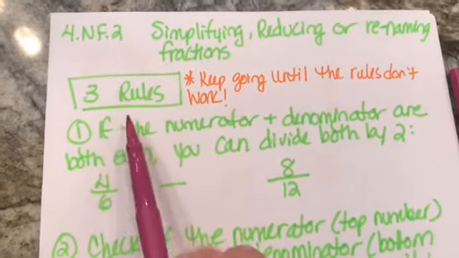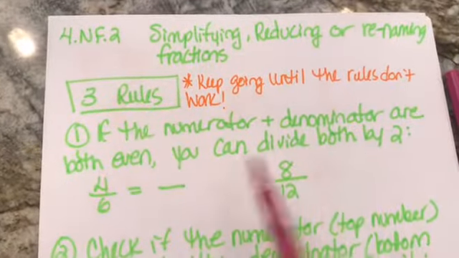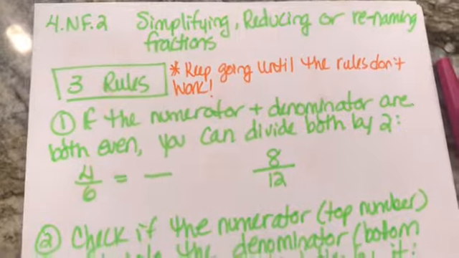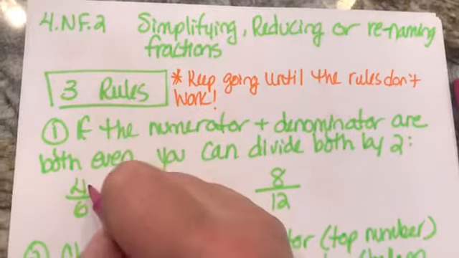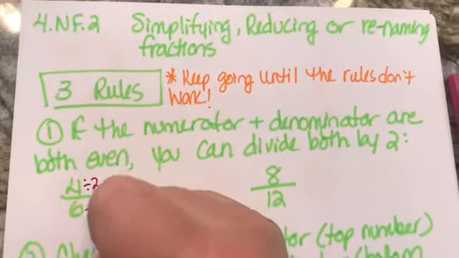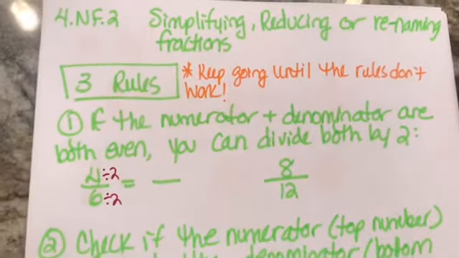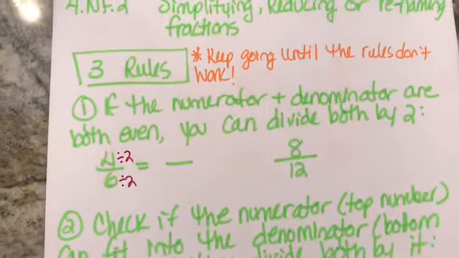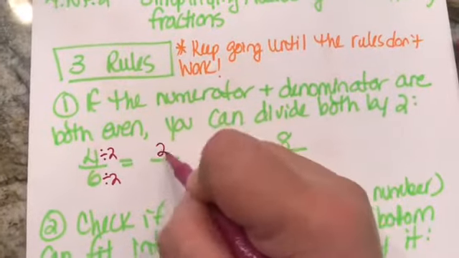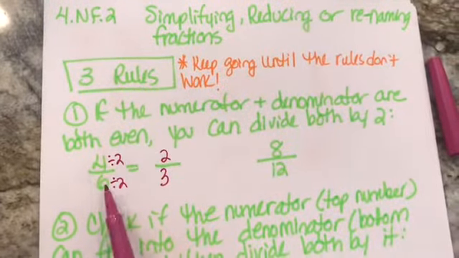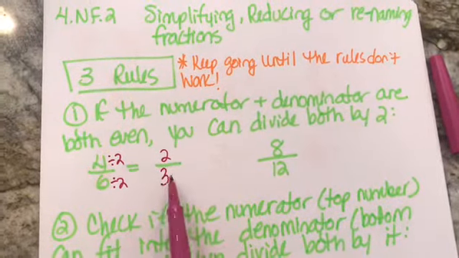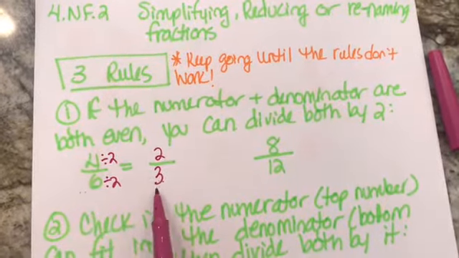The first rule is if the numerator and the denominator are both even, you can divide both of them by 2. So first, for example, 4/6, both of them are even, so I know I can just cut them in half, which is what we like to say sometimes, which is dividing by 2. So 4 divided by 2 is 2, and 6 divided by 2 is 3. So 4/6 simplified is 2/3, and this is also equivalent fractions.